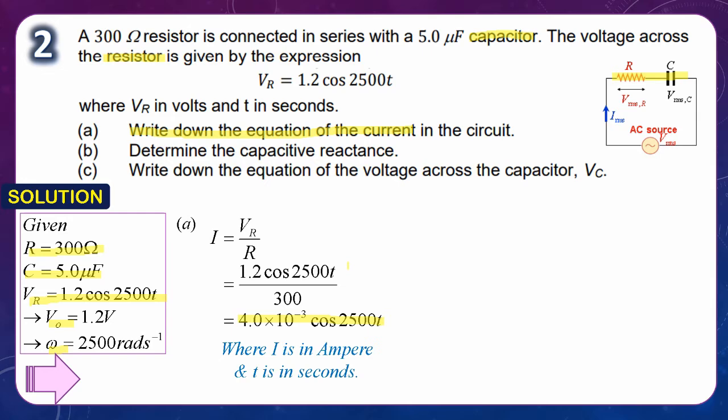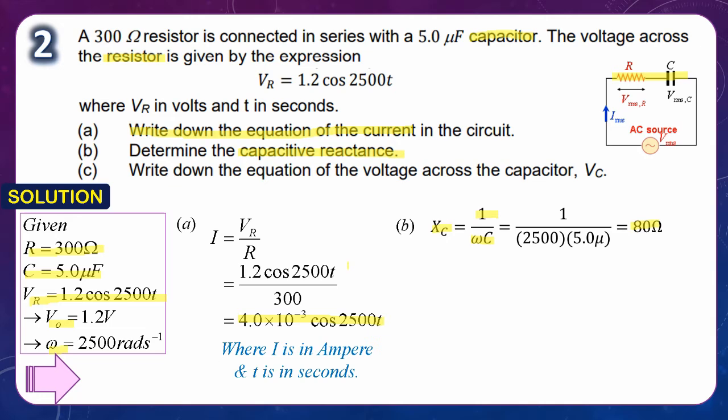For question number 2b, we need to determine the capacitive reactance. For the capacitive reactance, we can use the equation X C, which is equal to 1 over omega C. We substitute the value for omega, the angular frequency, and the capacitance. So we get the capacitive reactance, which is equal to 80 ohms.